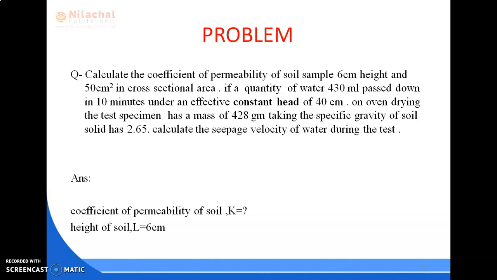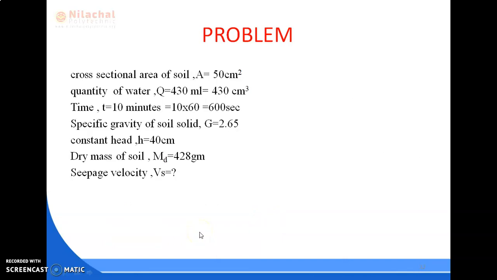Coefficient of permeability of soil K equal to question mark. This is the first: calculate the coefficient of permeability. Length of soil, capital L equal to 6 centimeter. Cross-sectional area of soil, capital A equal to 50 centimeter square. Quantity of water, capital Q equal to 430 ml. We convert it into cubic centimeter, so this is 430 centimeter cube.